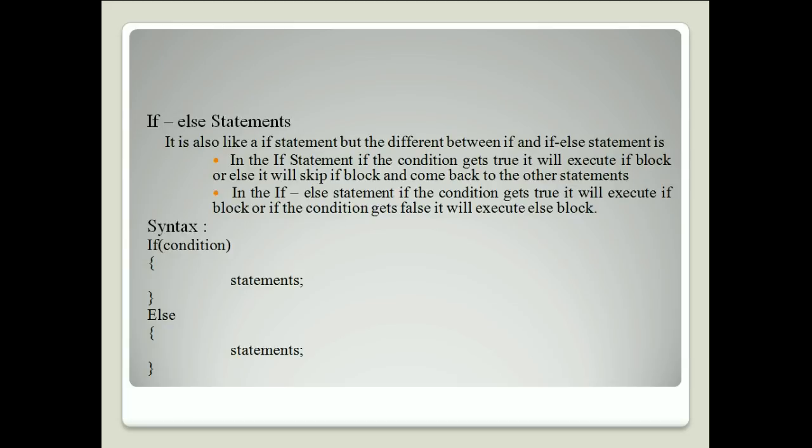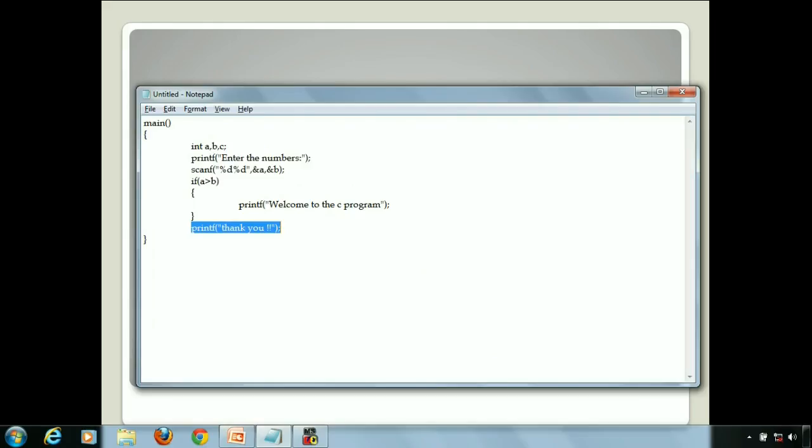Next, the if else statement. There is a similarity between the if statement and the if else statement. But the difference is, in the if statement, if the condition becomes true, it will execute the if block statement. Otherwise, it will skip the if block statement and come to the other statements. In the if else statement, if the condition becomes true in the if block, it will execute the if block statement and come to the other statement. If the condition becomes false, it skips the if block statement and comes to the else part statement. Now we will discuss the example of the if else statement.